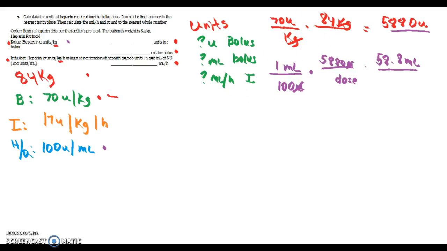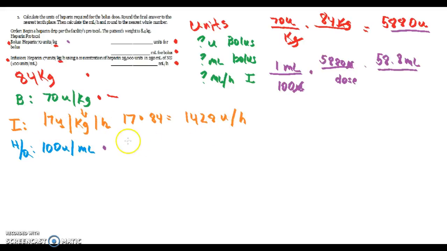Now let's solve for our infusion. Again, since we have kilograms here, we need to figure out how many units per hour we give for a patient weighing 84 kilograms. So I'm actually just going to do 17 times 84, which would give us 1428 units per hour.